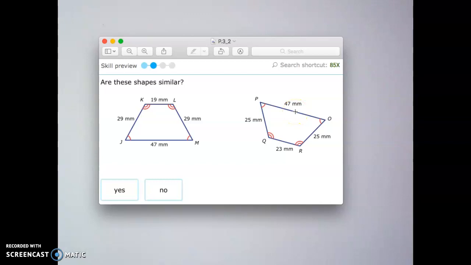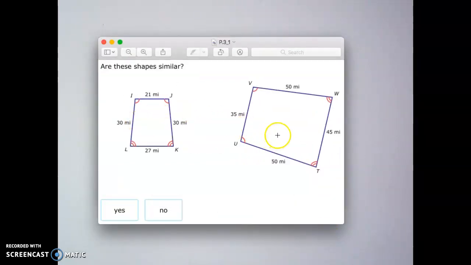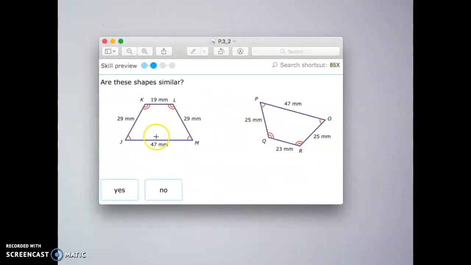So when we start talking about are they similar, in our first example, we found that they were all proportional. So then yes, those shapes would be similar. But in this figure, we have the same side here, they're actually equal, whereas going to 19 and 23, those numbers are changing. So these would not be similar figures.